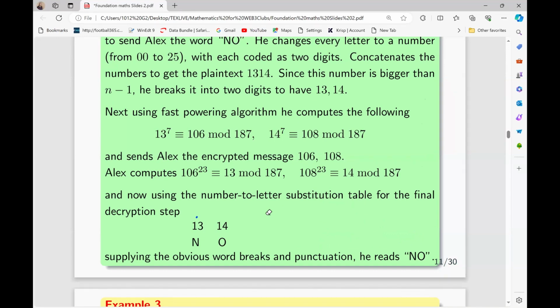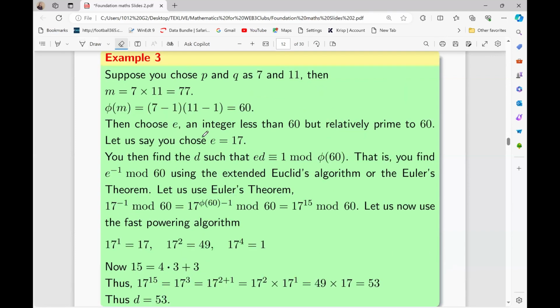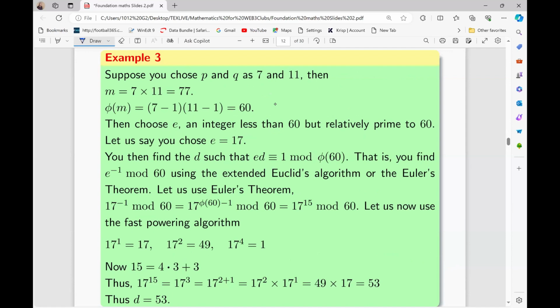Let's look at another example. So I want us to look at the next example. It is here. So this time it's you choosing. You've chosen 2 primes. That means you will be receiving messages from people. So you've chosen P and Q to be 7 and 11. So since it's you, get the product of those 2 numbers and get phi of 77, which will just be 7 minus 1 times 11 minus 1, which is 60.